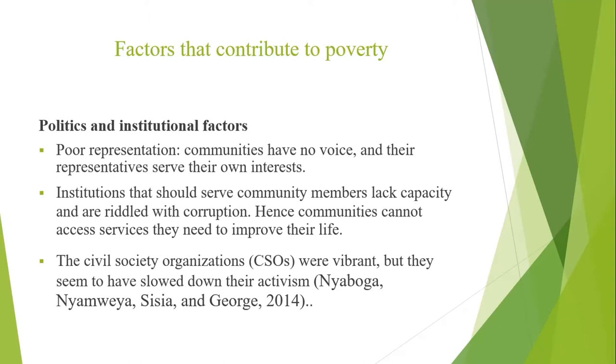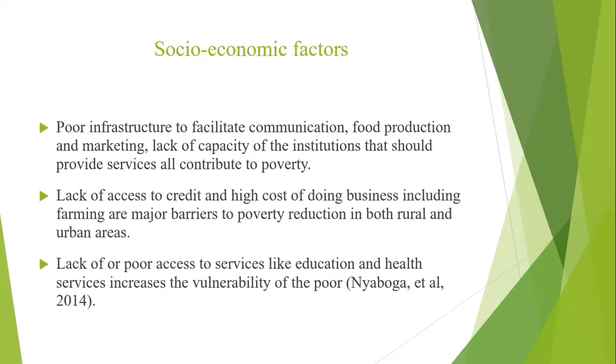For example, we have politics and institutional factors that contribute to the poverty we have in our country. We have poor representation, especially by the leadership, which mainly represents its own interests. We have institutions that do not have the capacity to address poverty and improve the well-being of our people. Civil society organizations that would have helped in this, though they were very vibrant, have remained a bit silent. They are not as vibrant as they were.